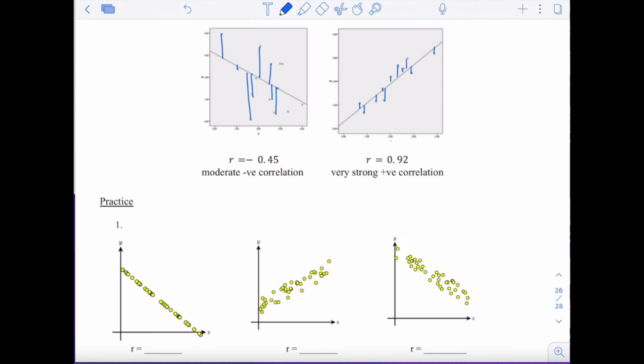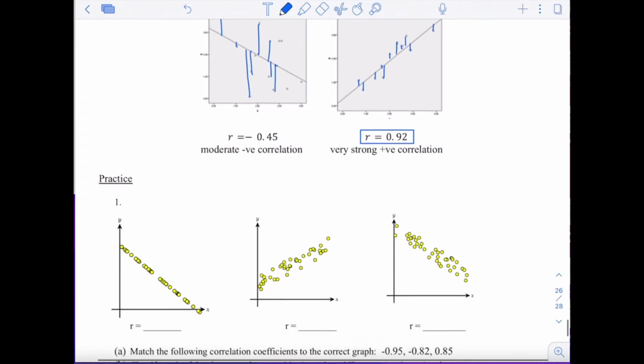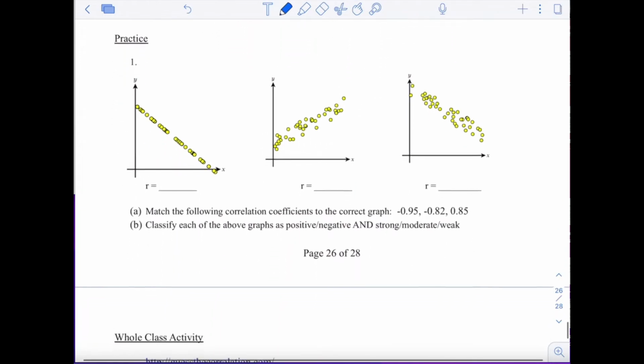Now, how did we get the number 0.92? At this point in this lesson, that's really not important, but I'm going to show you how to use software to actually figure out the value if you're given a list of points. So let's practice. What do we think about these correlations?